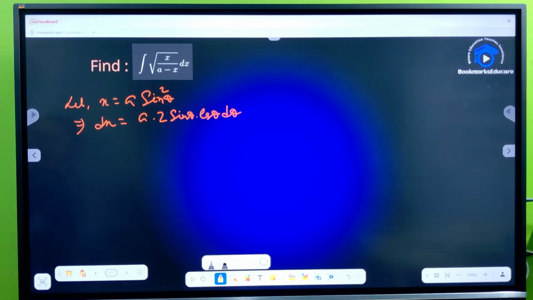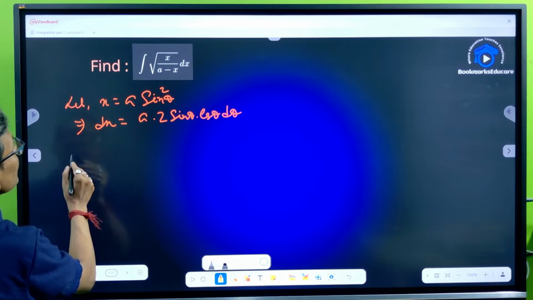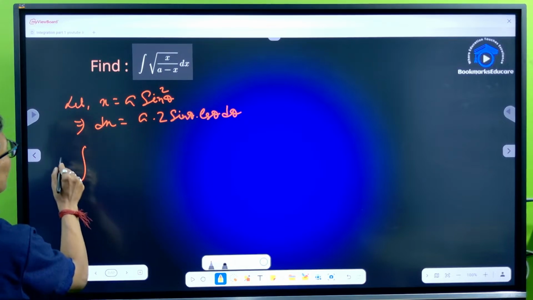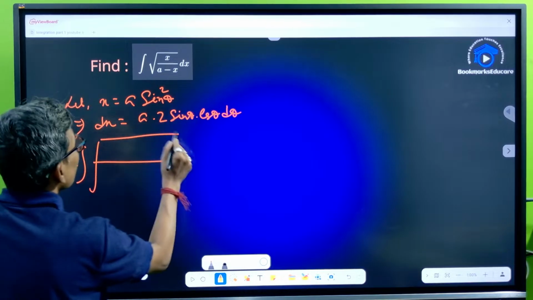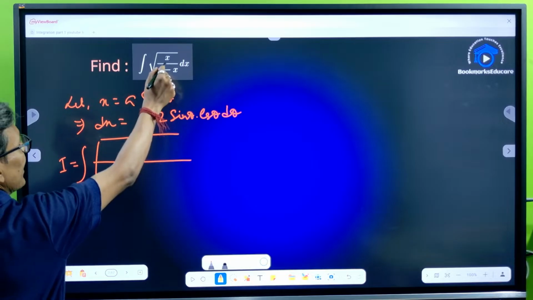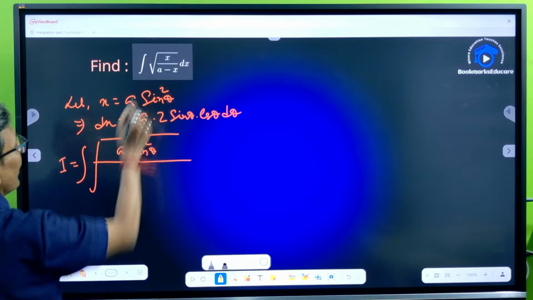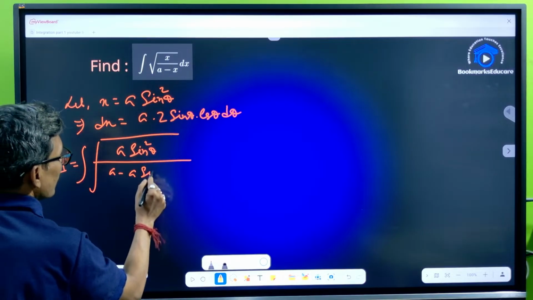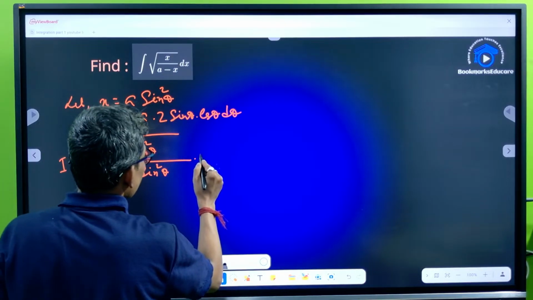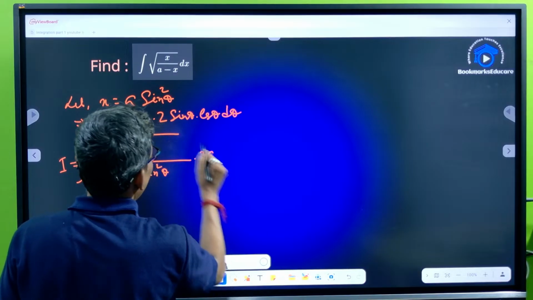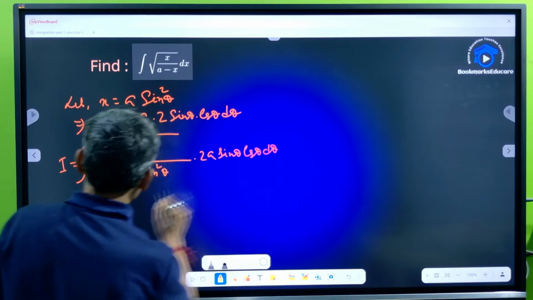Okay, so now instead of x we can put a into sine square theta, a minus a into sine square theta. Instead of dx we can write 2a sine theta into cos theta d theta.